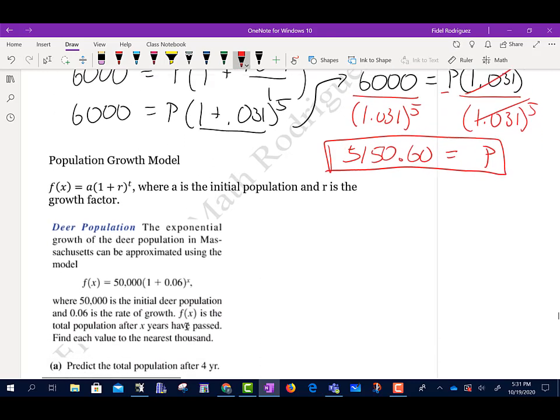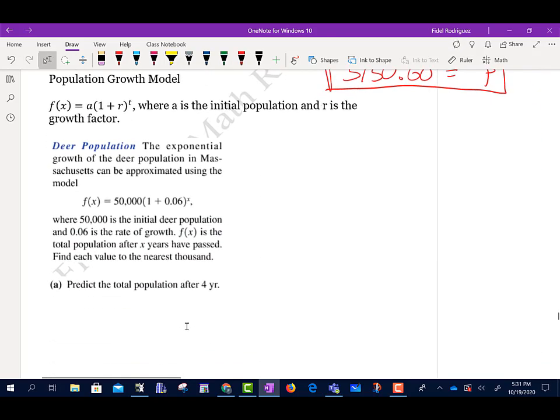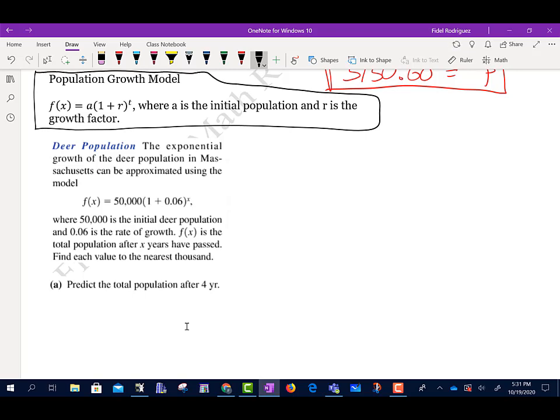So along with interest problems, some of the other applications of exponentials are called the population growth model right here. Okay, so here's my population growth model. And it says f of x equals A times 1 plus r to the power t. A stands for the initial population. R is the growth factor.